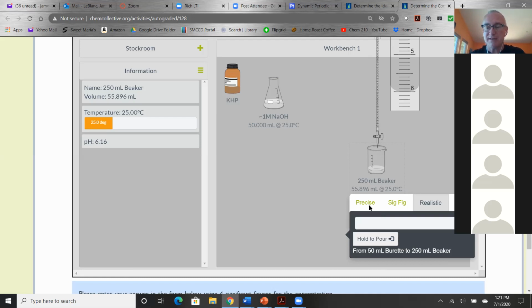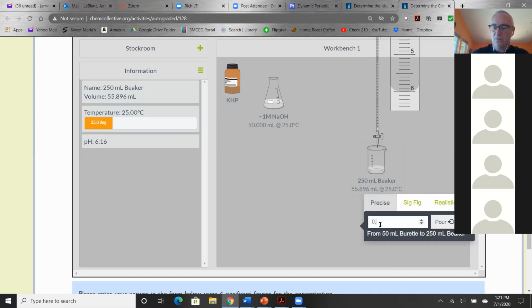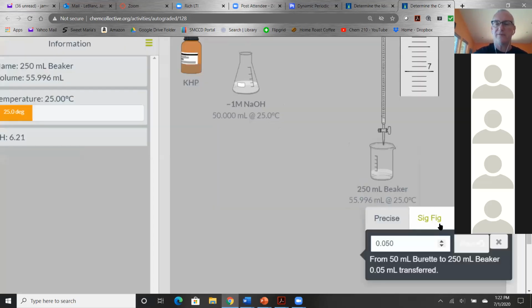So what I'm going to do is go to precise. I'm going to add 0.100. Actually, less than that, let's go 1.050. And it's going to keep adding it until it turns pink, okay? Notice, look at the pH. What's happening to the pH every time? It's going up, right? But has it turned pink yet? No. Actually, we could probably zoom in to see.